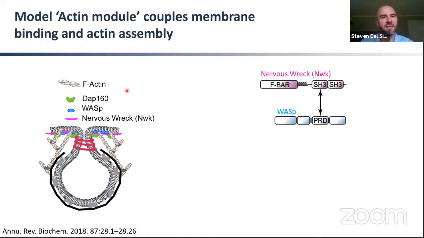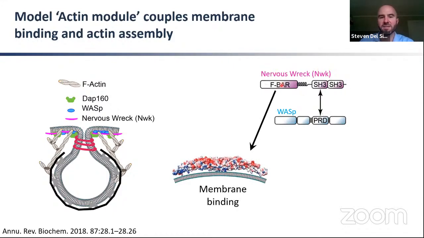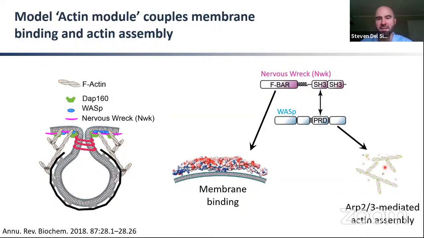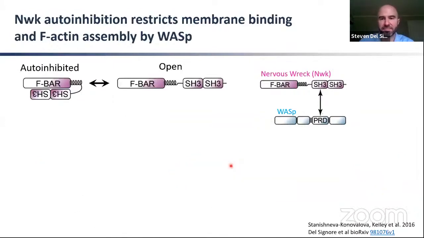And so again, the main function of these proteins is to tether actin assembly and force generation to the membrane. And so I'm using a model here of two proteins. One is Nervous Wreck, which is the fly homolog of FCHSD2. And that directly binds to membranes via its BAR domain. And then through its SH3 domains can interact with WASp, a protein which drives Arp2/3-mediated actin assembly. And so together, the idea is that this is a representative module that couples actin assembly and membrane binding.